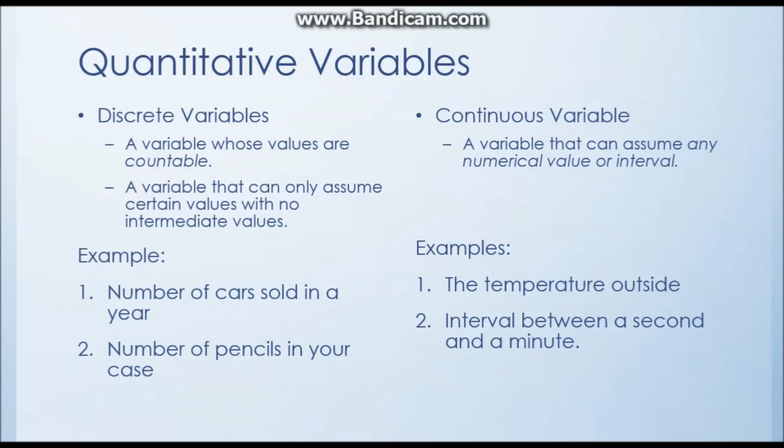So an example of a discrete variable is the number of cars sold in a year. While continuous variables are variables that can assume any numerical value or interval. An example of a continuous variable is temperature, or the interval between a second and a minute.